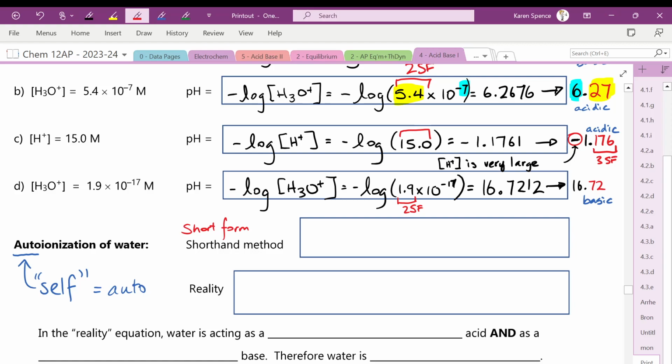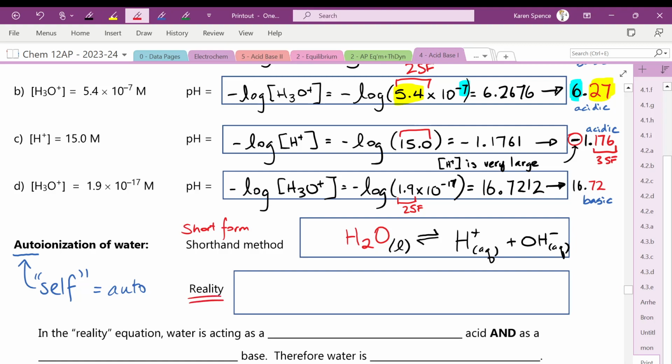shorthand is those little symbols, but we're just going to call it short form because you probably aren't going to remember what shorthand is. So the short form method is where we just take water. And what state is water? A liquid. And it actually does dissociate a little tiny bit. What would it dissociate into? H plus aqueous plus OH minus aqueous. Now that's our short form.